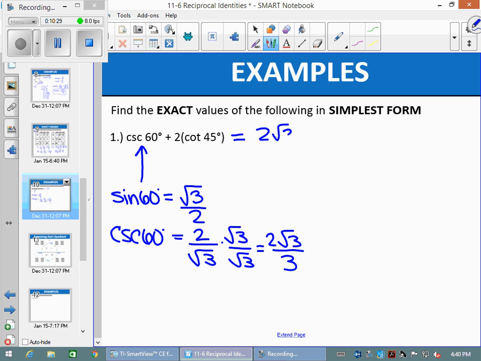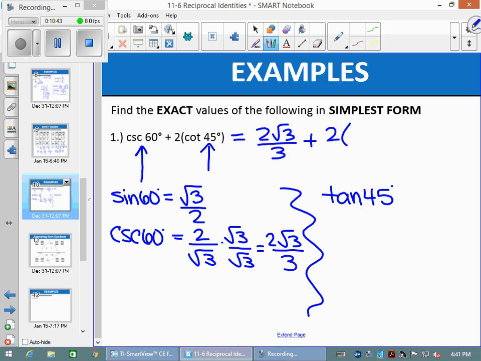So far I have the first part of this sum. I'm going to add it to 2 times the cotangent of 45. Well, now I need to figure out what the cotangent of 45 is. Cotangent is the reciprocal of tangent. So let's think about what the tangent of 45 is. Well, this one's kind of nice because the tangent of 45 is 1, and this is the value you're responsible to know. So if you take the reciprocal of 1, you end up with 1. So I end up with 2 radical 3 over 3 plus 2.